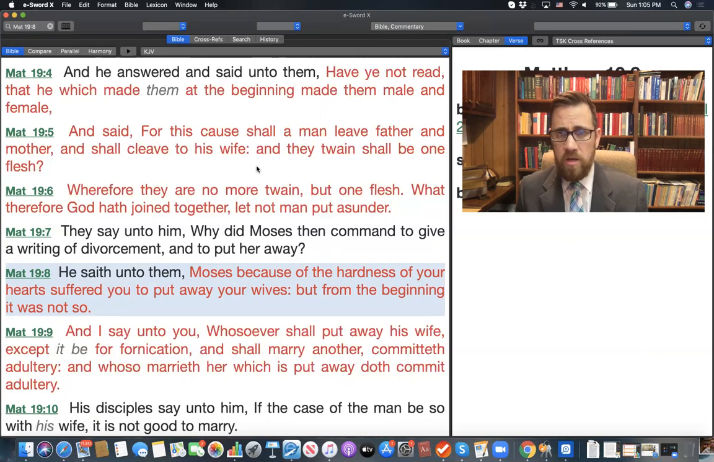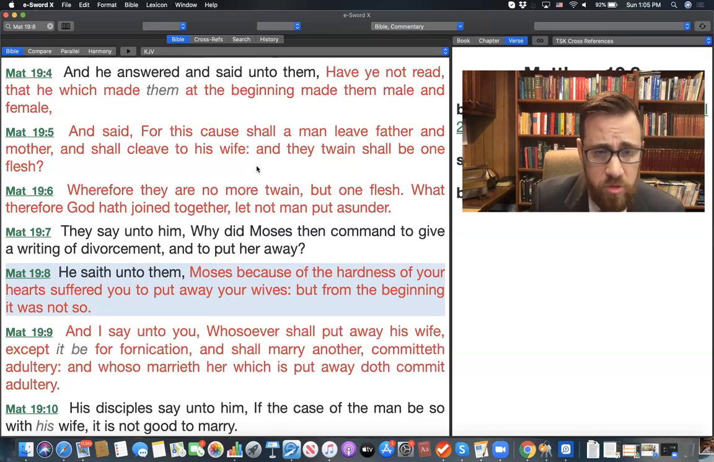But they weren't laws that... it wasn't a good thing. And divorce in those cases was not ever a good thing. Jesus here says from the beginning it was not so. He allowed you during Moses' time to do this. He allowed you to have a writing of divorcement, but it was because of the hardness of your hearts, and it's not an ideal thing.